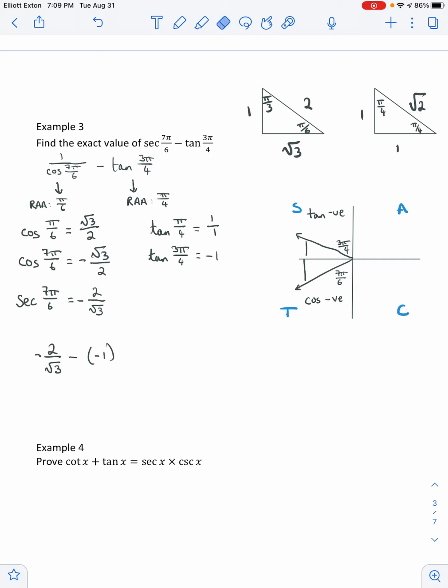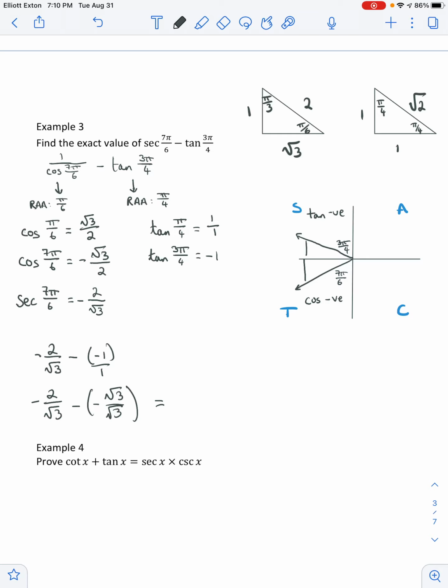And in order to subtract -1 from -2 over root 3, we do need to get common denominators. So we can put -1 as really over 1. And to make that the common denominator with root 3, we're going to go -2 over root 3, subtract -root 3 over 3, because that's equivalent to -1. And now, pardon me, -3 over root 3.